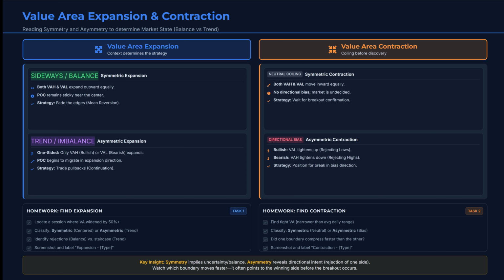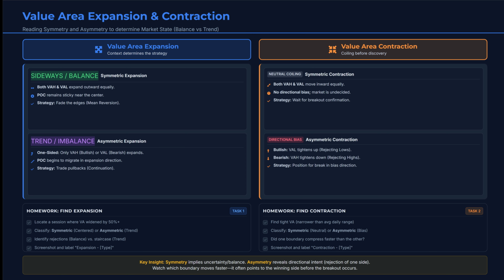Now let's shift to value area contraction. Contraction occurs when the value area remains tight and narrow as the session progresses. This pattern reflects limited participation and low volume distribution. The market is in a holding pattern and pressure is building for a directional move. But just like expansion, contraction can be symmetric or asymmetric, and this distinction tells you whether the coming breakout direction is uncertain or predictable.